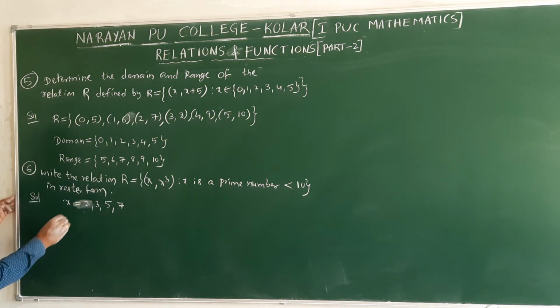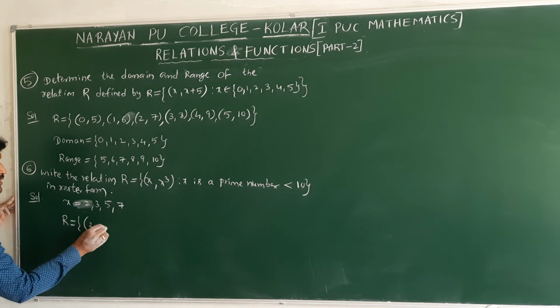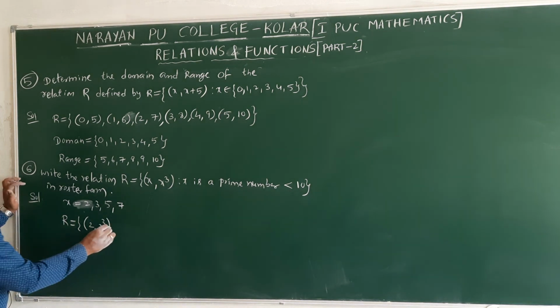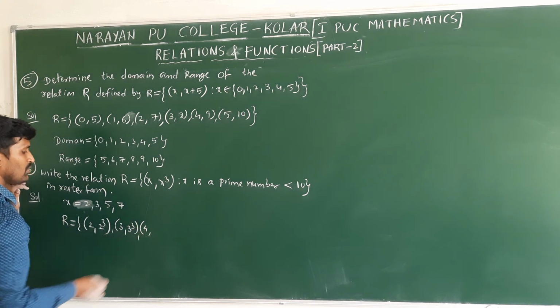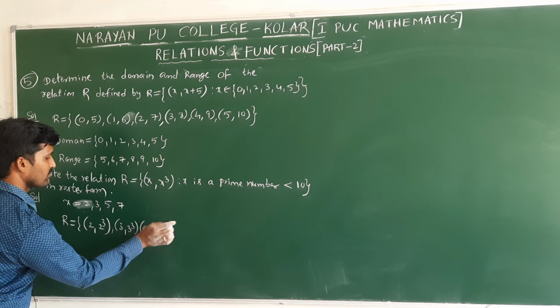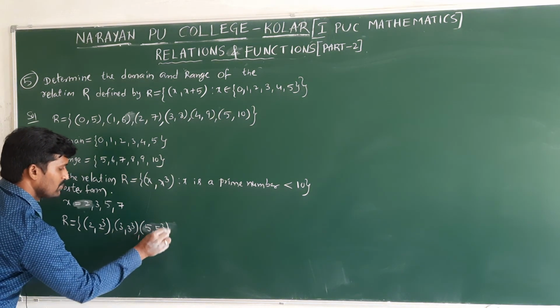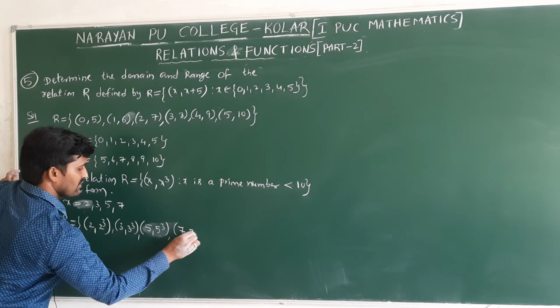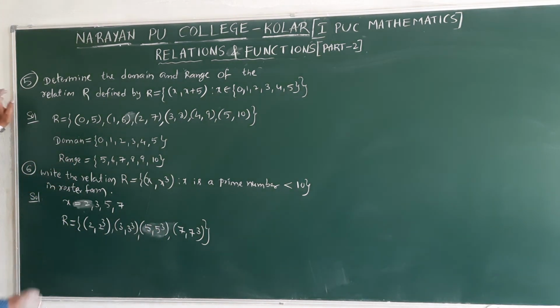This value is used to build the relation capital R. First x value 2, comma 2 cube; 3, comma 3 cube; 4, comma 4 cube. So 4 is not there, sorry. 5, comma 5 cube; 7, comma 7 cube. Only 4 ordered pairs are possible.